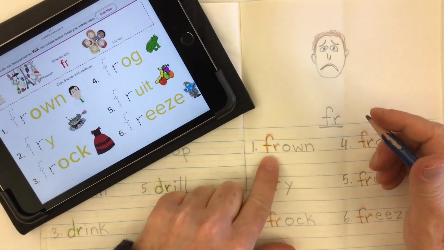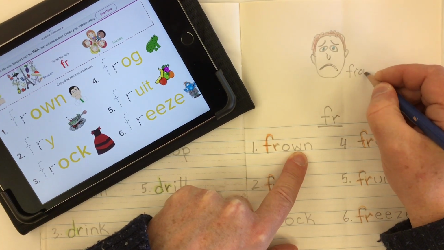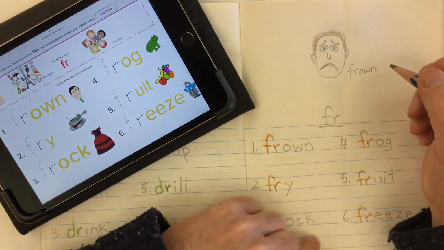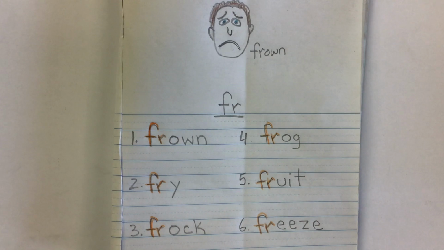And I'm going to write my word number one, frown, to describe my picture. This is a picture of somebody with a frown. Turn that frown upside down, make it a smile. And there we go. There's some FR consonant blend words. Fur.